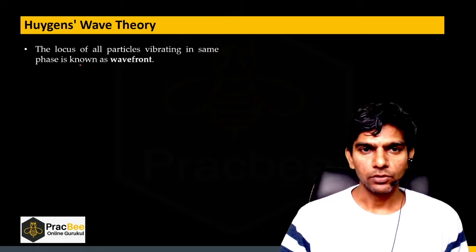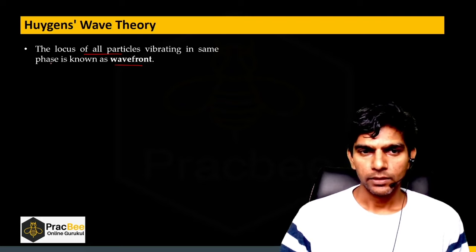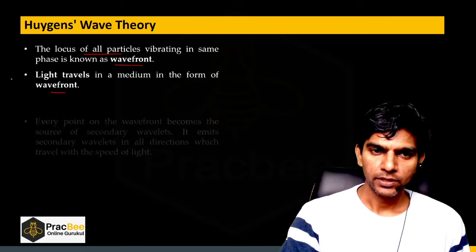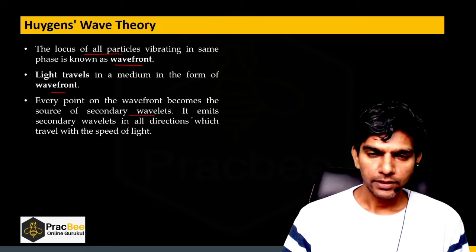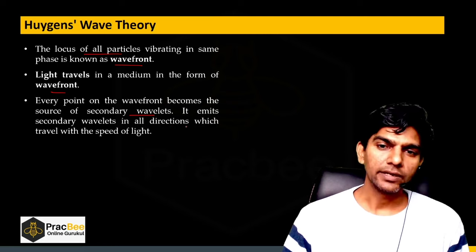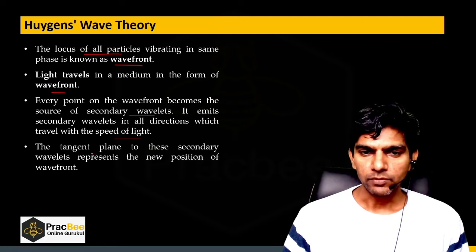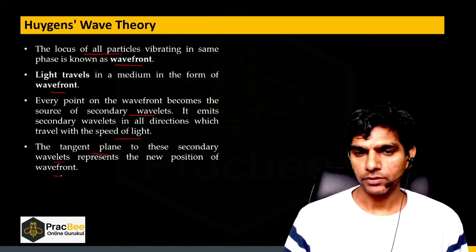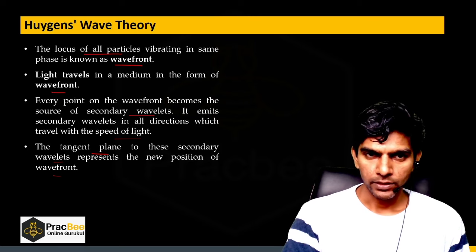So first, the locus of all the particles vibrating in the same phase is known as a wavefront. Second point, the light travels in the medium in the form of wavefront. Third, every point on the wavefront becomes the source of secondary wavelets, and it emits secondary wavelets in all directions which travel with the speed of light. And the tangent plane to these secondary wavelets represents the new position of the wavefront. So these are the key points about Huygens wave theory, and you have to remember this.